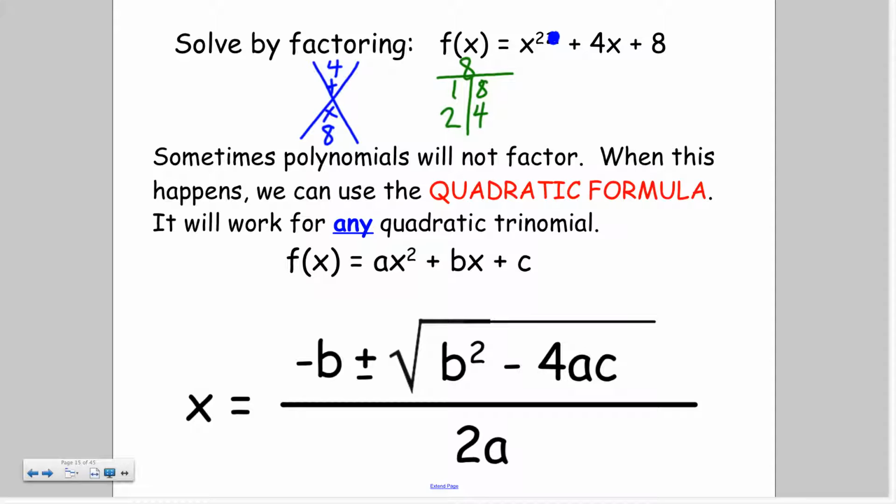Now, is there any of those that we could add together to get 4? No, because this one, if we add them, we will get 6. If we subtract them, we're going to get 2. This one is going to give us 9 and 7. So neither one of those works. So we cannot do the x method. It's not going to work on that one. So sometimes they can't factor. When that happens, that's when you're going to refer back to your quadratic formula.